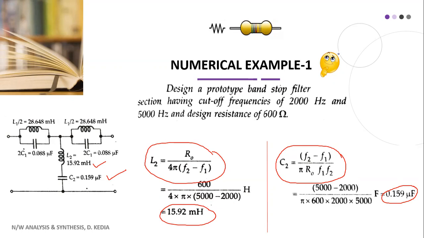So that's all about our constant K filters, which included your constant K low pass filter, constant K high pass filter, constant K band pass filter, constant K band stop filter. We have derived the characteristic impedance expression. We have seen their propagation constant, that is your attenuation constant and phase shift constant. We have developed their design equations. We have seen the numericals based on those design equation.